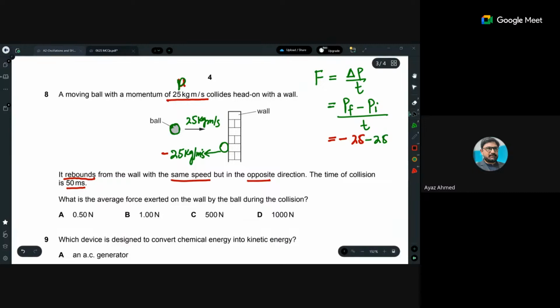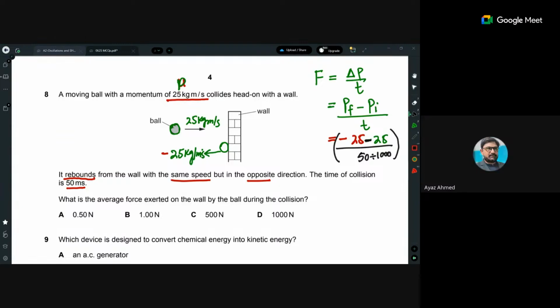ये जो बीच वाला साइन है ना, this is the sign of the formula, and divided by time is 50 millisecond. So milli means you will divide it by 1000. ठीक है, just solve it together. Just ignore the negative sign. 50 divided by 1000, right? Right. 1000 Newton. 1000 Newton आ गया ना?